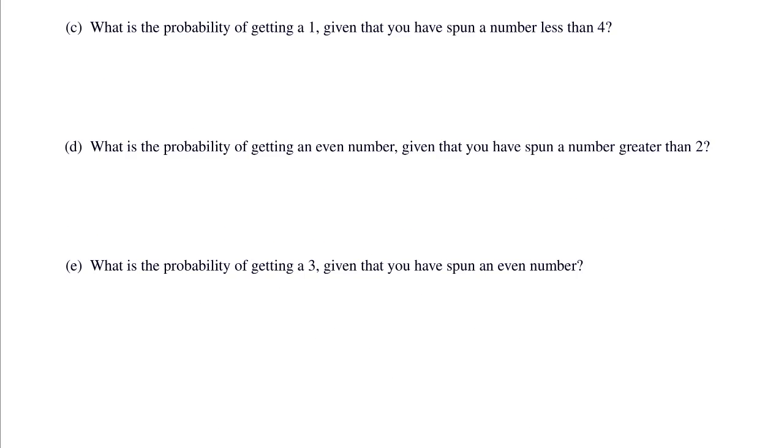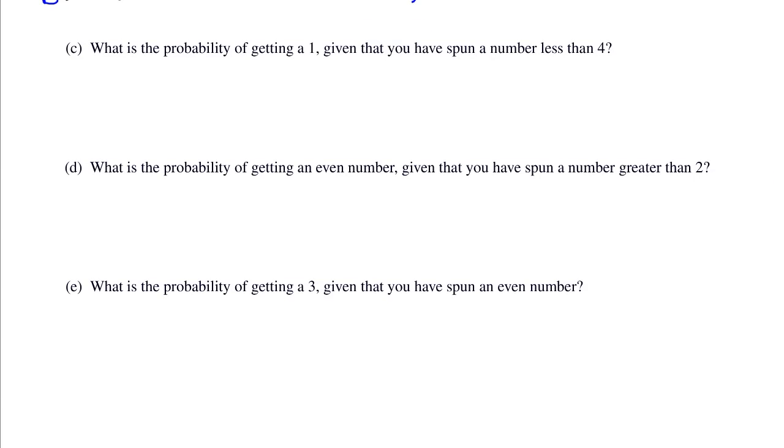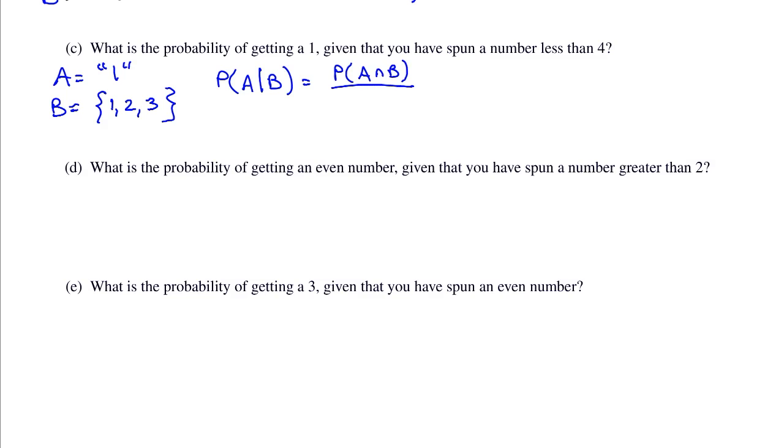Part C says, what is the probability of getting a 1 given that you've spun a number less than 4? So A would be a 1 and B would be 1, 2, and 3. So the probability of A given B is the probability of A intersect B over the probability of B.